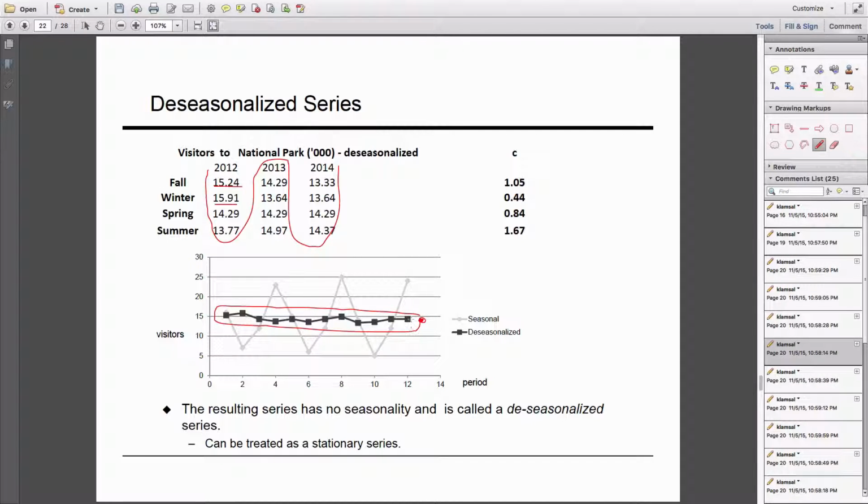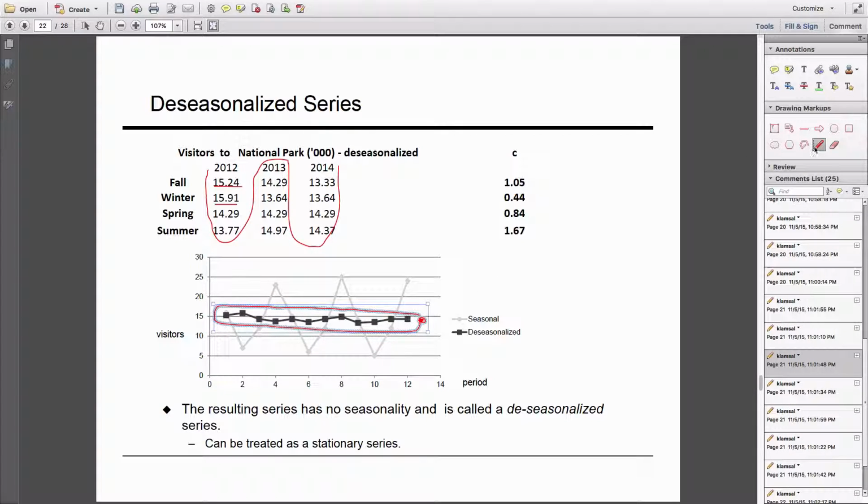Suppose this next data point is a fall, then you use that fall seasonality factor to change your prediction to the actual thing you're going to see, the real prediction, if you will. Let me repeat that. What we did is we took the seasonal data, this gray line. We converted that into this stationary data set.